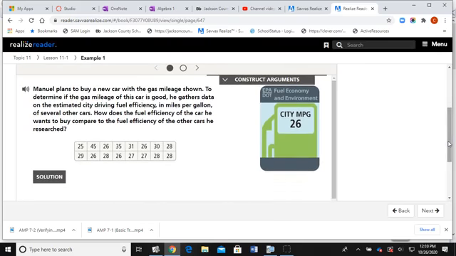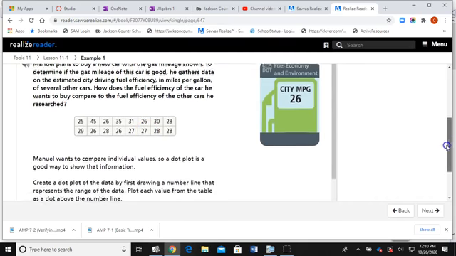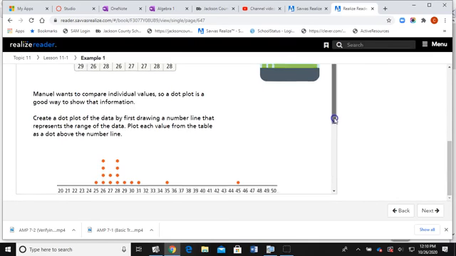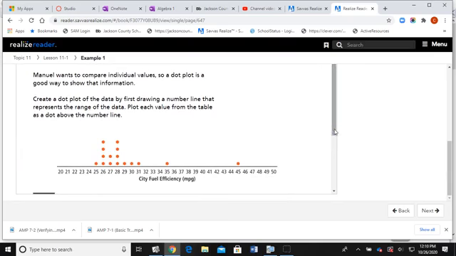it says we're going to use this information to see how it happens. So we're going to make a dot plot out of the values. There is our dot plot. I know you can't see it because I got to scroll down. There it is. Okay. So how many of the cars got 25 miles per gallon? One. How many got 26? Four. 4 of them. How many got 27? 2. 4. 1. All right.